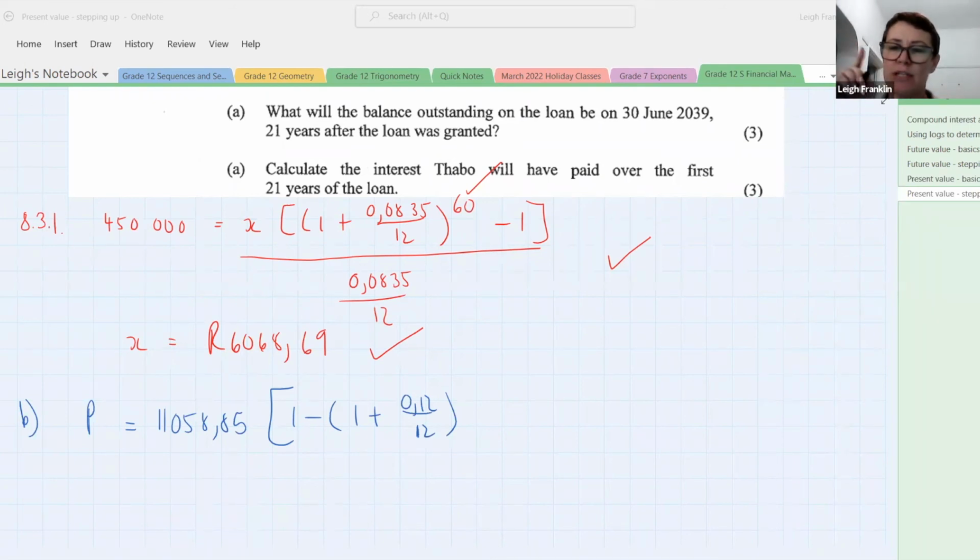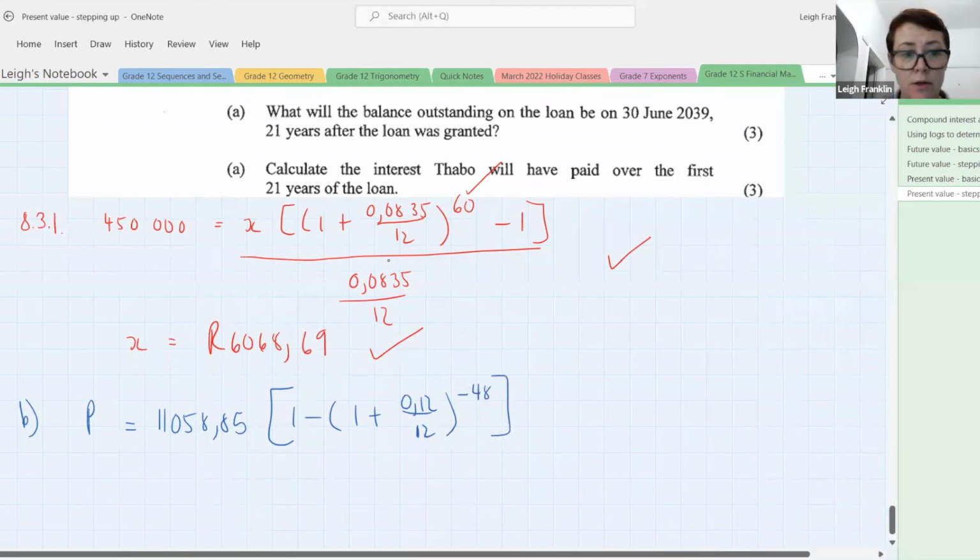Because he's been paying for 21 years. He has to pay for 25. So that means there's 4 years that he still needs to pay. So 12 months a year for 4 years is 48 payments. Okay, so that's where the 48 comes from. So minus 48, over that.